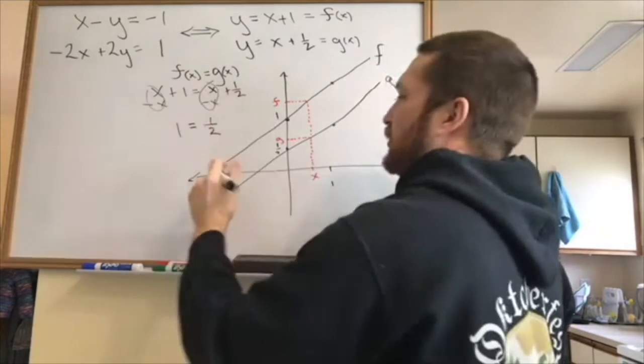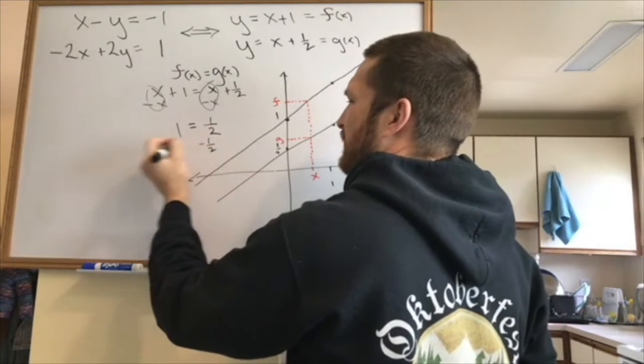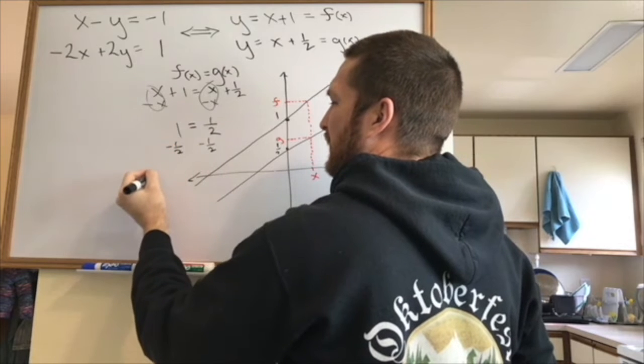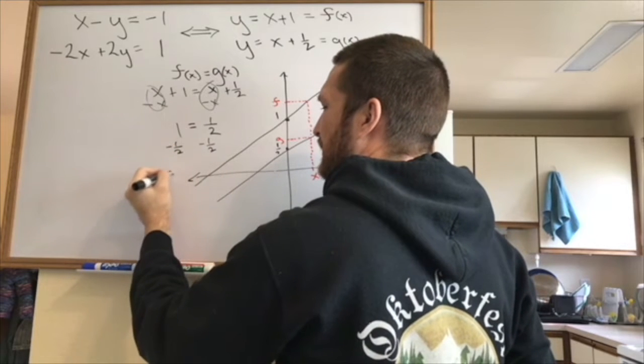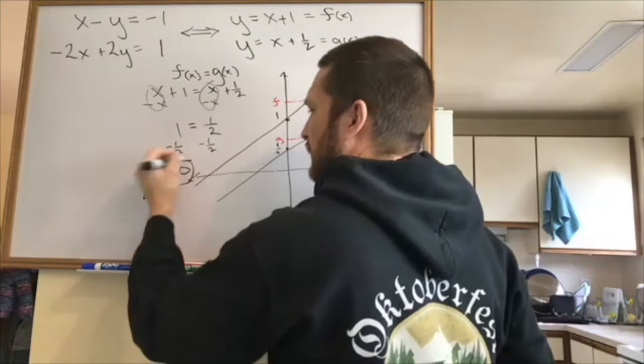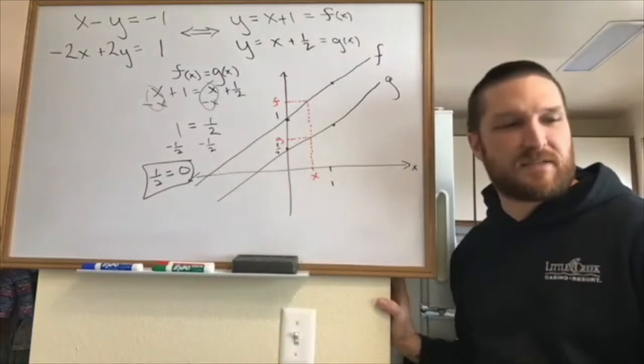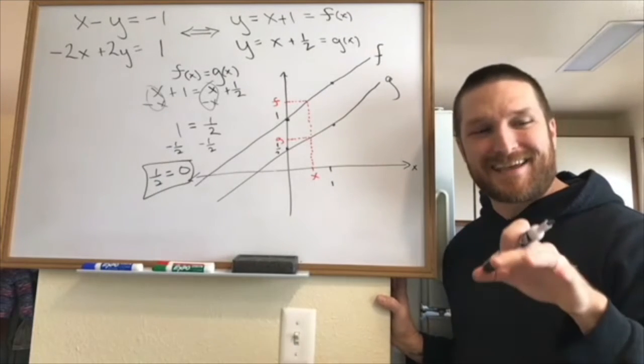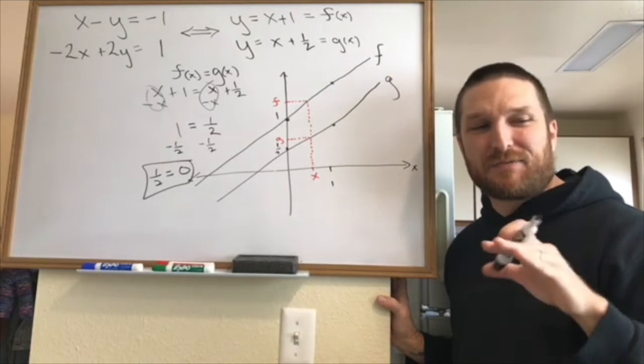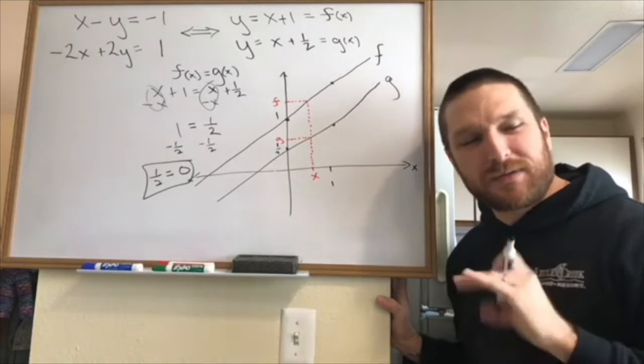Well, maybe if I subtract a half to get it over to the other side, maybe life will be better. 1/2 equals 0. 1/2 is never equal to 0. I'm just going to go ahead and state that now, that 0 is only equal to 0, right? So what do we conclude?